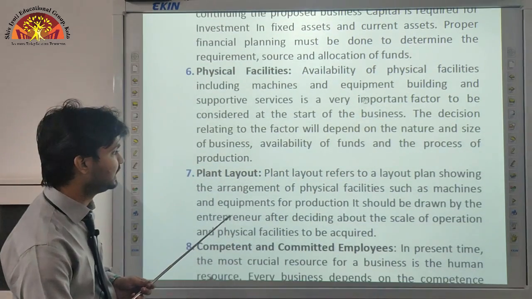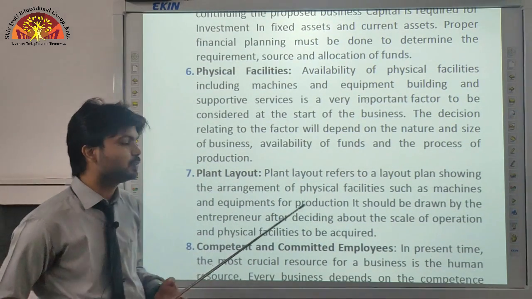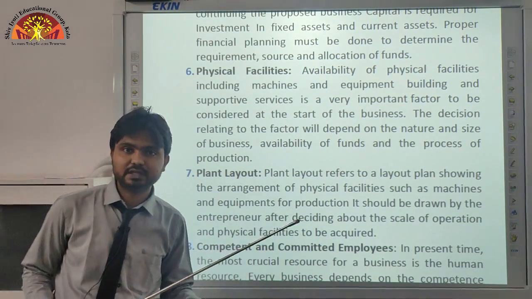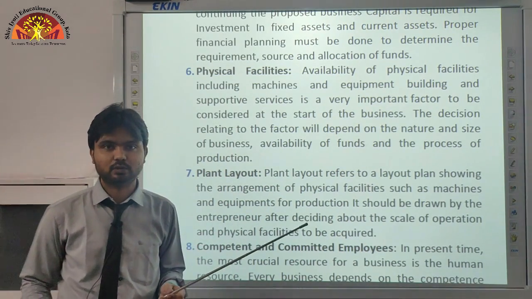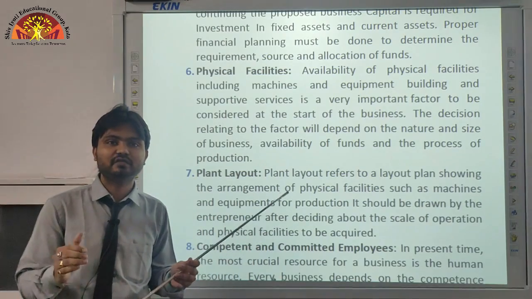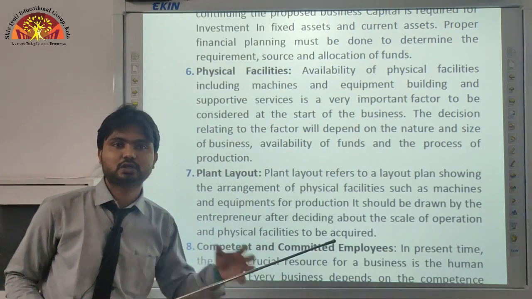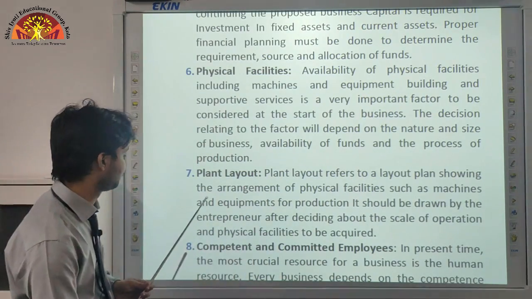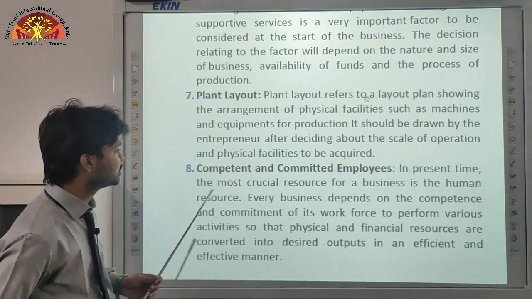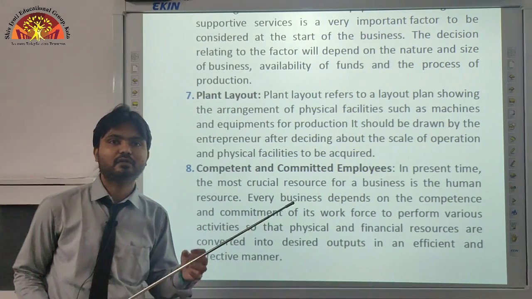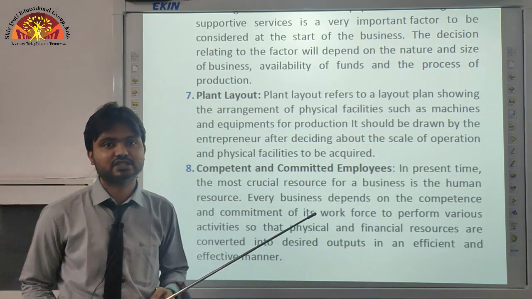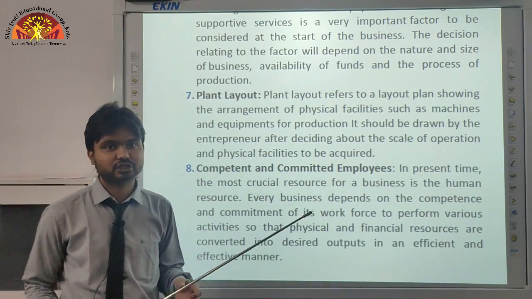Next one is plant layout. It shows the arrangement of the physical facilities such as machineries, for example employees. All these are arranged under the plant layout, means we are developing the overall structure of our organization. And the next one is competent and committed workforce. That means the persons should be those who are very committed in achieving the organizational objectives, the organizational goals.